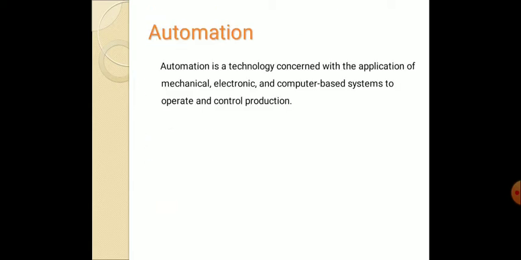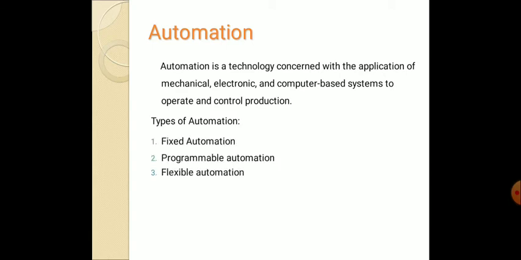Now next, the automation. So what is automation? Automation is technology which is concerned with application of mechanical, electrical, electronics, computer based systems to operate and control the productions. Basically there are three types of automations. First one is the programmable automation, the fixed automation and the flexible automation. Now let me show the animation video on automation.